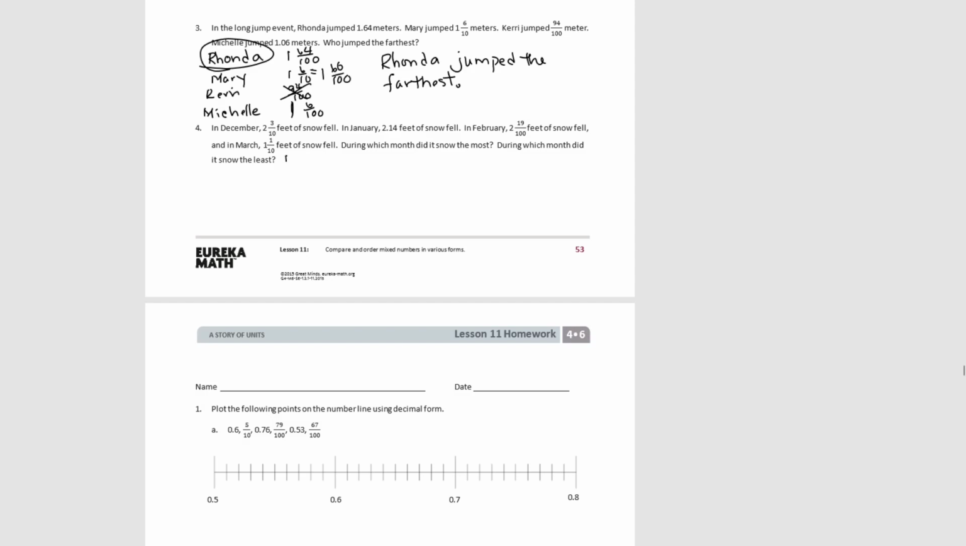So pause the video and solve this one. Okay, let's write for December. It was 2 and 3 tenths. For January, 2 and 14 hundredths. For February, 2 and 19 hundredths. And for March, it's 1 and 1 tenth. So before I even change units, I can see right away that March is going to be the least because it has 1 as a whole number compared to the other ones that have 2s. So right away I know that it snowed the least in March.